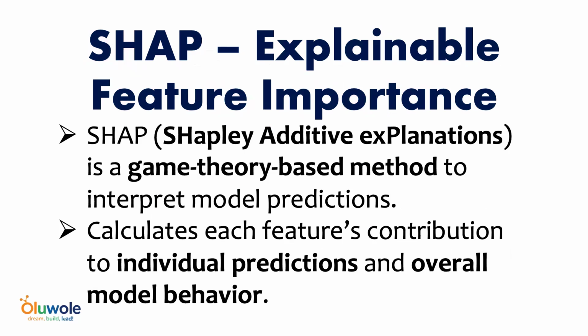Okay. Then you have what you call your SHAP, which I call the explainable feature importance. It's called your Shapley Additive Explanation. It was based on game theory. It's a game theory-based model to interpret a model's prediction. It calculates each feature's contribution to individual predictions and the overall model. That's what it does.